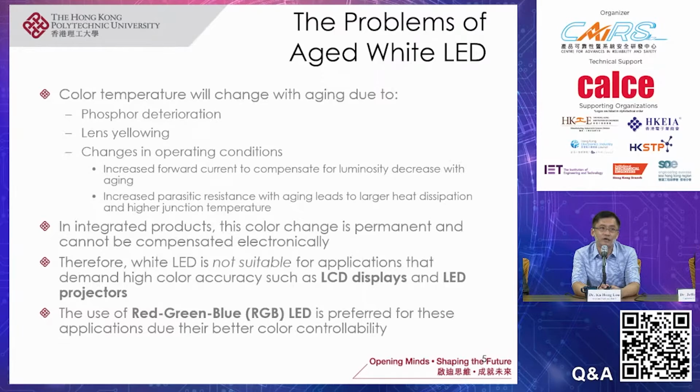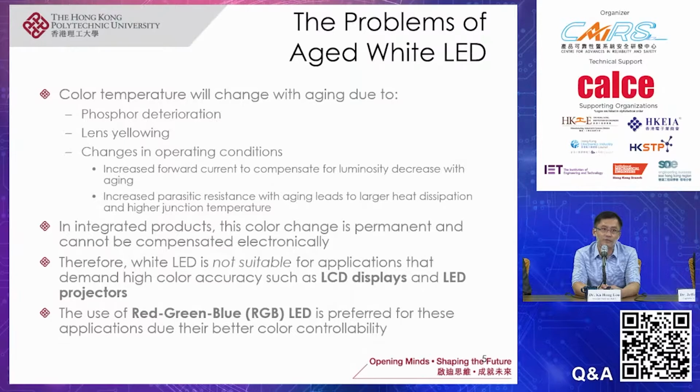So this kind of color temperature change is not compensatable. Basically, it is permanent and cannot be compensated electronically. In contrast to that, an RGB LED lighting system provides us with the flexibility of adjusting the color temperature. As the color temperature of the lighting system changes due to aging, we can compensate for those changes and adjust the intensity of each of the three primary colors to restore the original color point.